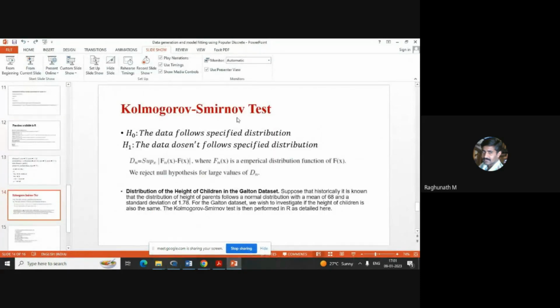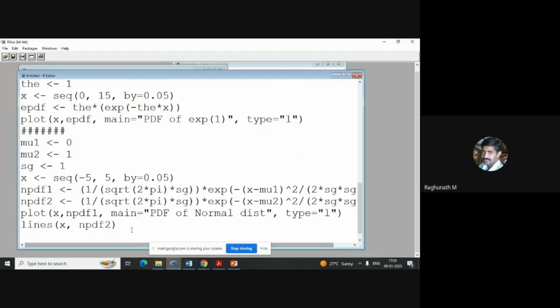There is a test called the Kolmogorov-Smirnov test. Whenever we have raw data, that means the data is collected from an experiment, we have to see which distribution it follows. If it is discrete, I will assume some discrete distribution and check whether my data follows some specified distribution, or else if it is continuous, that is also fine.